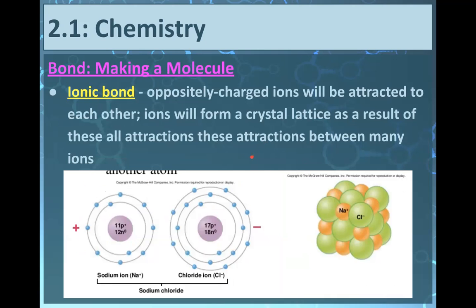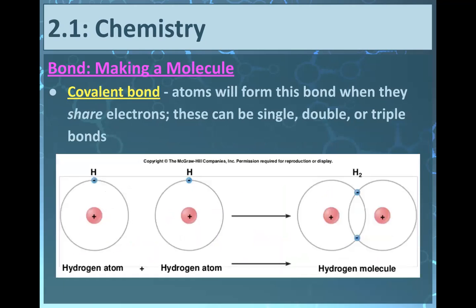Ionic bonds are when you have 2 oppositely charged ions, so 1 negative, 1 positive, and they are attracted to each other because they are opposites. So they will form a very strong attraction and essentially stick together.